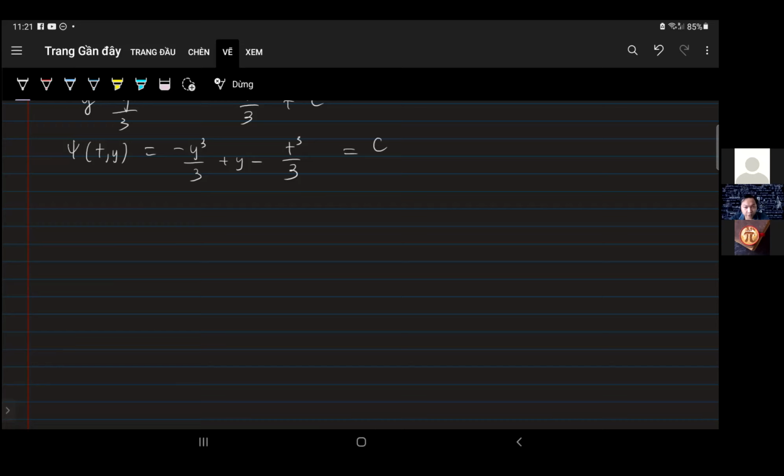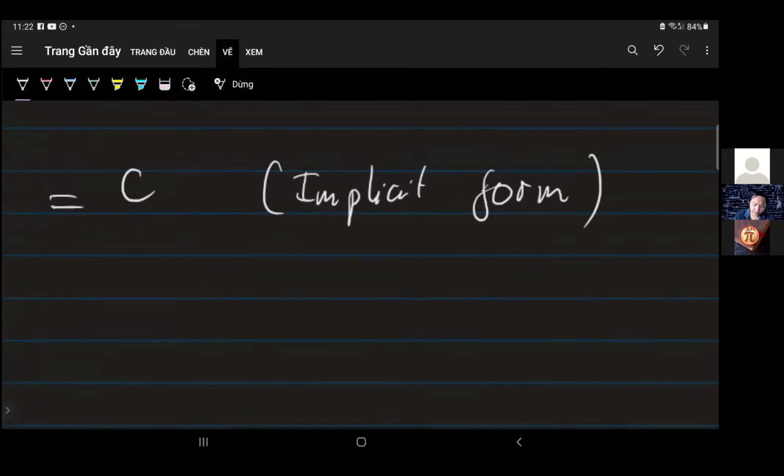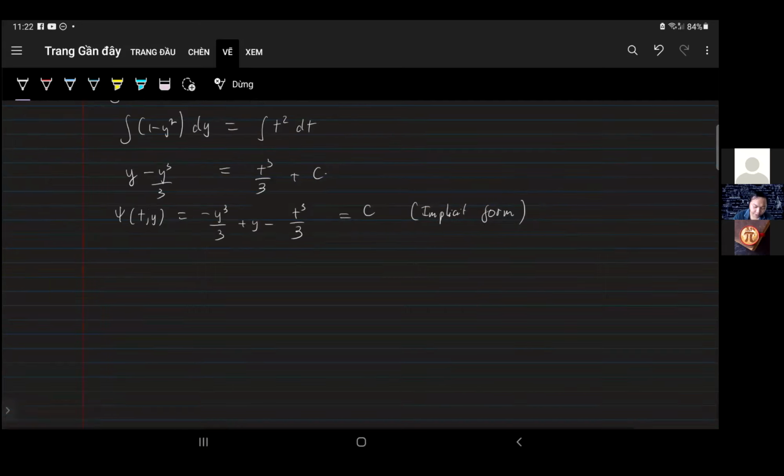If you wonder how we find the explicit form, yes, we can, but it's very hard because you have to solve a cubic equation. It's not that easy. Okay, so that is the solution in implicit form. We don't have to find the explicit form because it's very hard to find a solution for the cubic function. We do have a general formula for it, but it's hard. Okay, that is all about the separable equations.